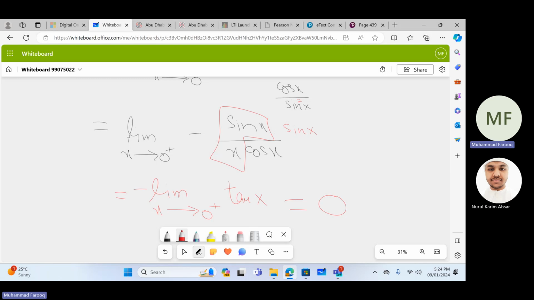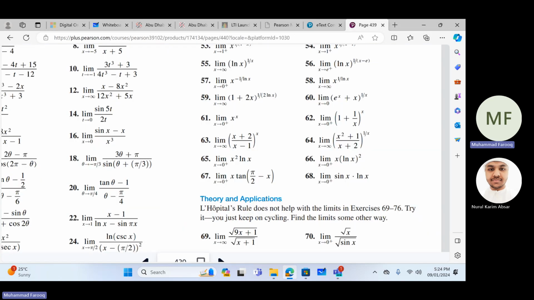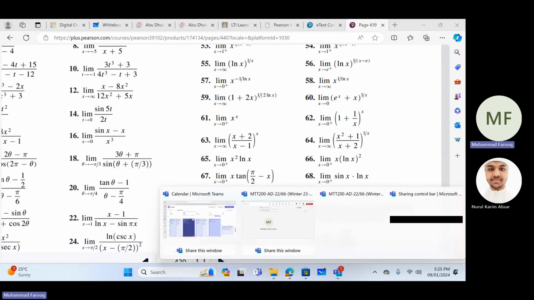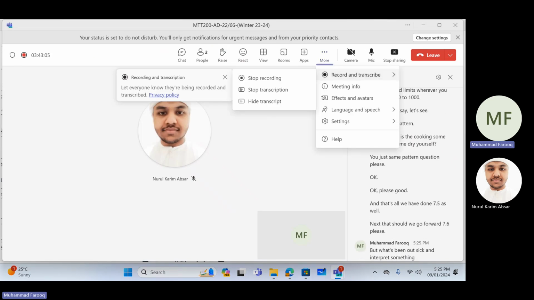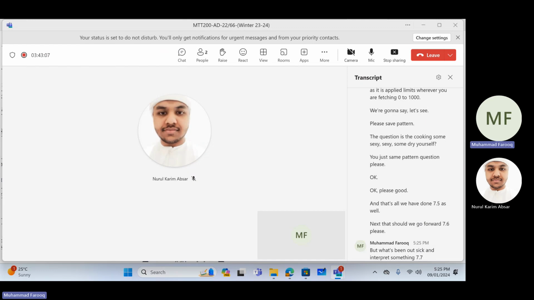Please, same pattern, the question is 57, 67. Try yourself, please. The same pattern question. Okay? Good, and that's all. We have done 7.5 as well. Next, shall we go for 7.6, please? But what is the last section in chapter 7? 7.7. Two more sections.